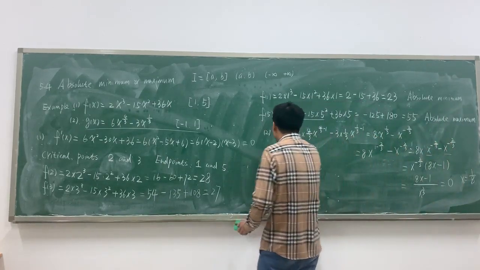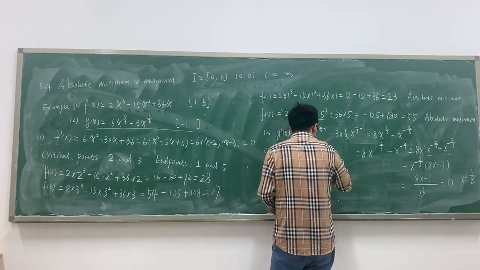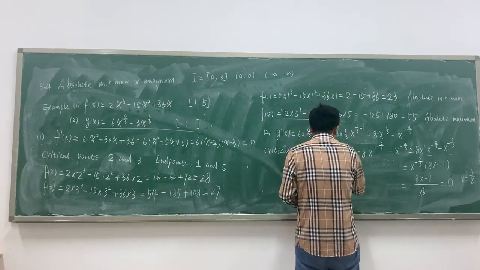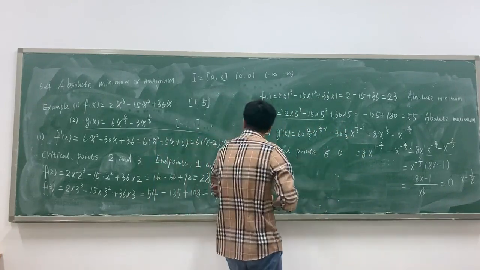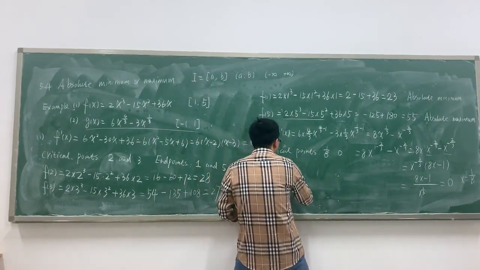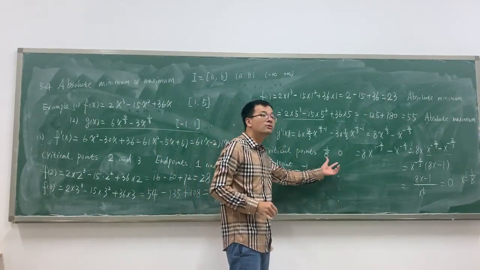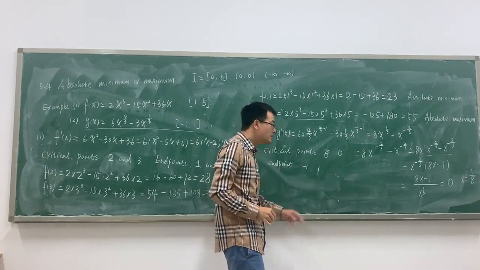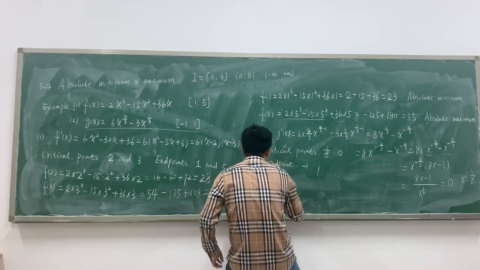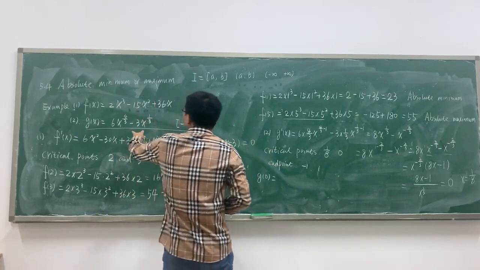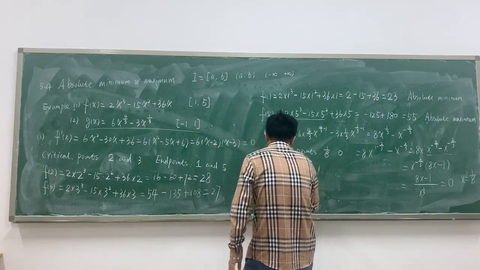So now we have the critical points: 1/8 and 0. You also need to find the endpoints. The endpoints are minus 1 and 1. So you need to find the function value at these four points. Now we can see g(0) equals what? g(0) is 0, yeah? Yes, g(0) is 0.